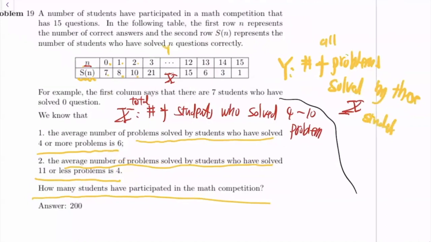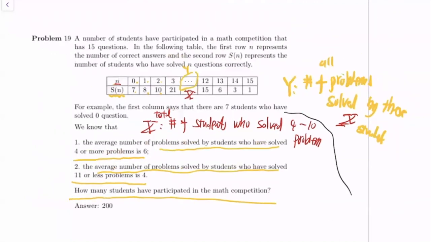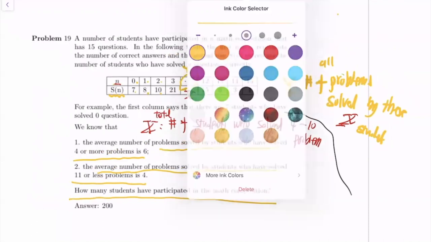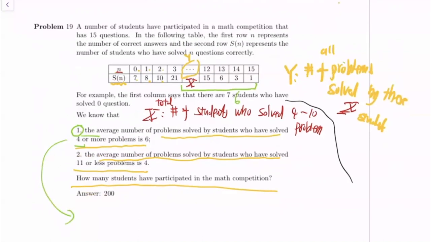Okay, so that's Y, right? So we combine all the problems solved by these X students. And now we can list the equation, right? The first one: the average number of students who solved four or more, so it's right here. So this will be one, right? It's six, the average is six. Okay, so from here, we can write down the equation.